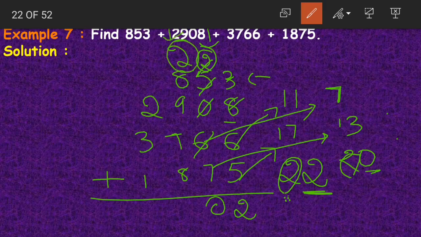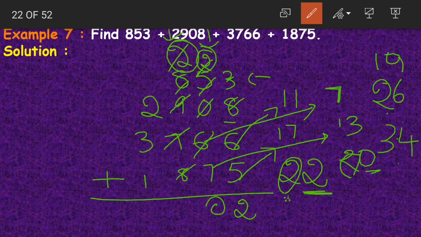Yes, coming to the hundreds place, 2 plus 8 becomes 10. Now 10 plus 9 becomes 19. Now 19 plus 7 becomes 26. Now 26 plus 8 becomes 34. So 34 is our final answer. 4 is in ones place, I'll write here. 3 is in tens place, I'll carry it.